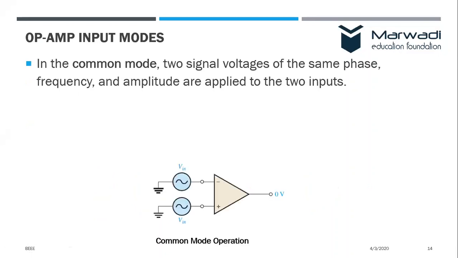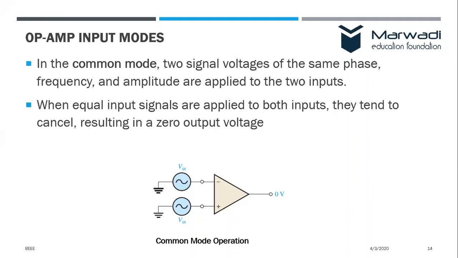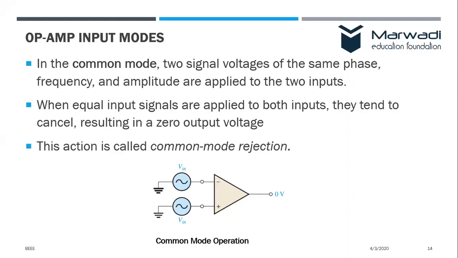In the common mode, there is another mode of input signal that is called common mode. In the common mode, two signals of same phase, frequency and amplitude, that means same signal, is provided to both the inputs. So we know that when both the inputs are same, then the difference will be zero. That zero is amplified, so you will get zero output. This is mainly used for common mode rejection or noise cancellation.